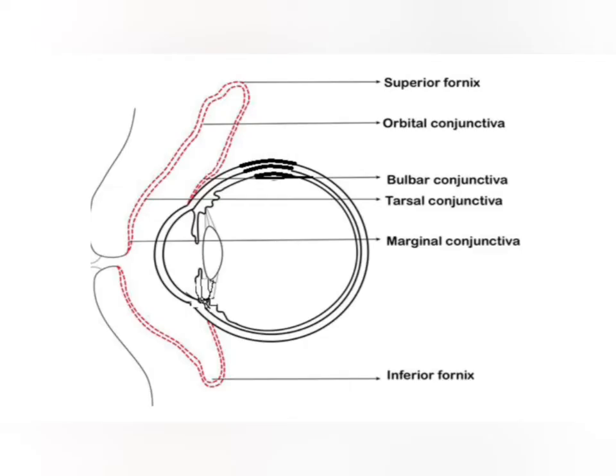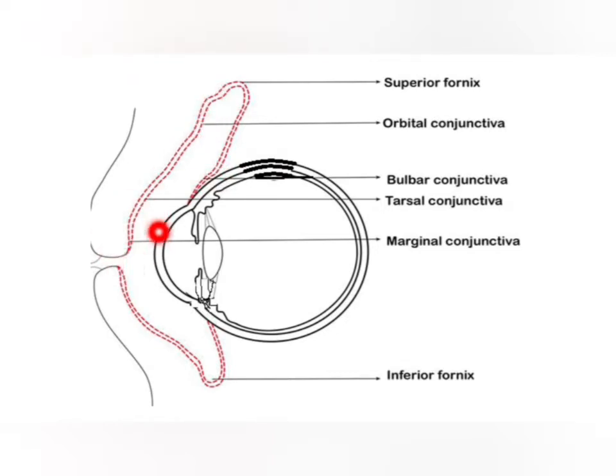Fine. So here you can see the red line area, this is the conjunctiva. Here this is called palpebral conjunctiva and this is bulbar conjunctiva, and here this is the fornix, that is the joining between the palpebral and bulbar conjunctiva. This palpebral conjunctiva has three parts. This is the marginal conjunctiva, this is tarsal and this is orbital conjunctiva.